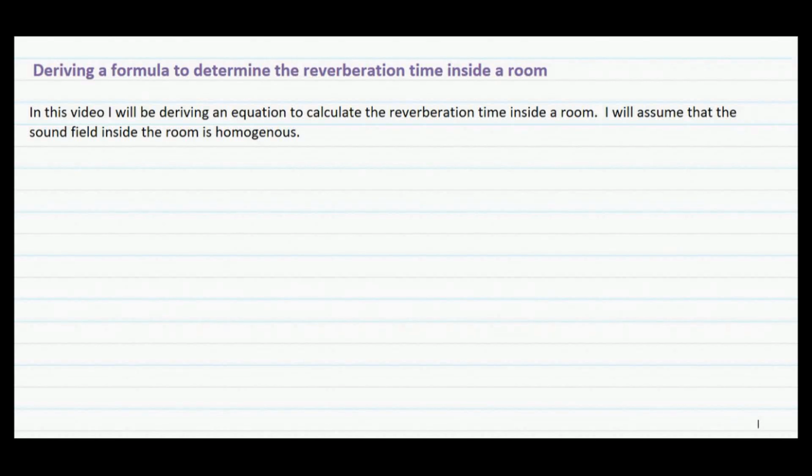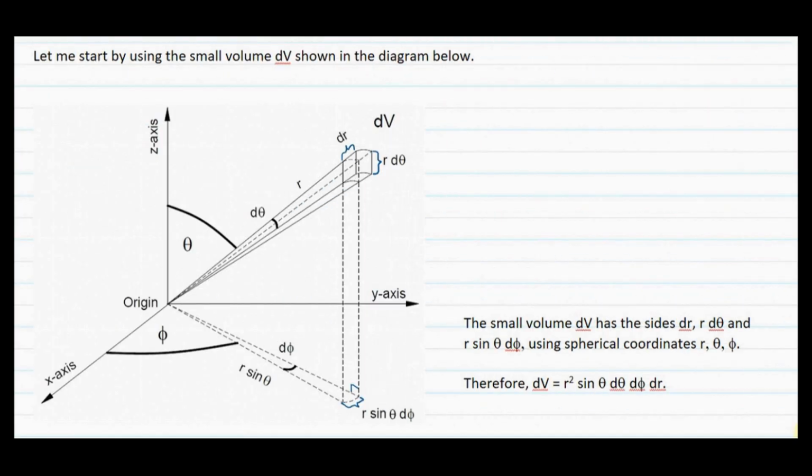Hello, in this video I will be deriving an equation to calculate the reverberation time inside the room. I will assume that the sound field inside the room is homogeneous. Let me start by using the small volume dV shown in the diagram.